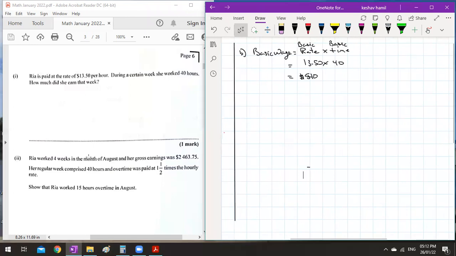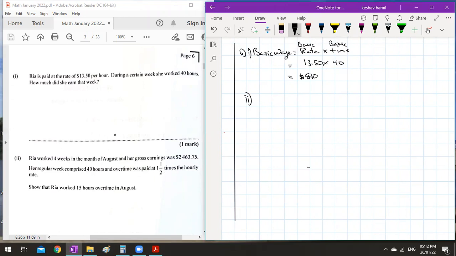We worked 4 weeks in the month of August, and our gross weekly earning was $2,463.75 for a regular week comprised of 40 hours. So that's the same calculation from above, right, for the regular week, and overtime was paid at time and a half or 1.5 times the rate. Show that Rhea worked 15 hours. So they actually tell you how many hours she worked, but they just ask you to show.